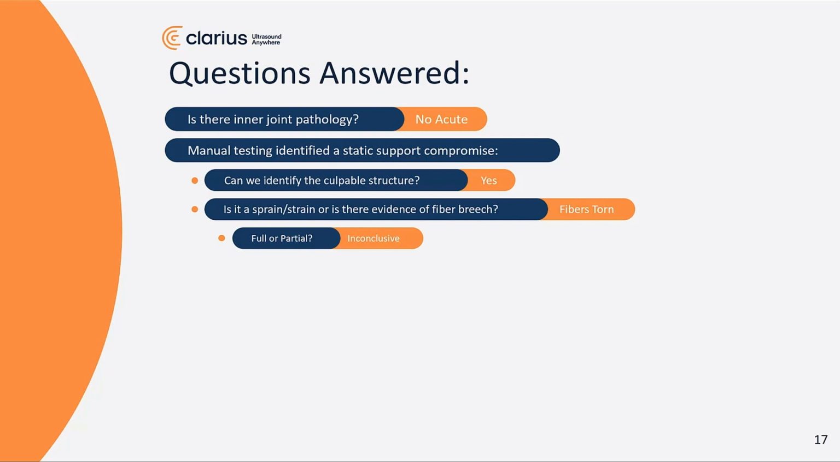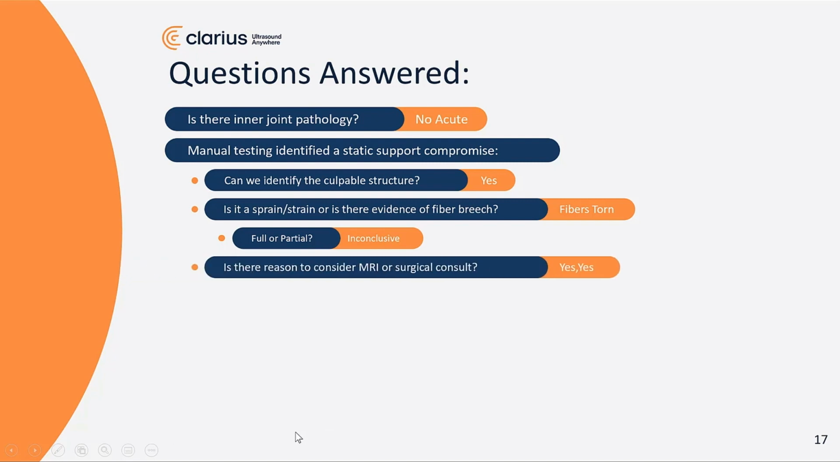Now, I gotta be honest, it's inconclusive to me, though you and I both saw that there was some fiber retraction. As I scanned through it, it was not complete, and so I was not able to see a complete flopping around retraction. So I feel I cannot come to the point of where I'm saying it's conclusive. Is there reason to consider MRI or a surgical consult? Well, in my opinion, there was.